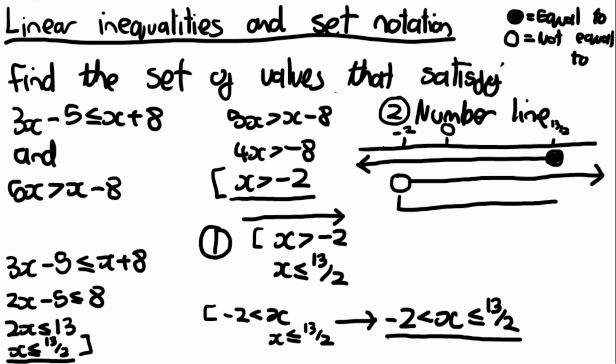And you can find this quite easily by saying that minus 2, which is the dot here, x is greater than minus 2, but it stops here, so then x is less than or equal to 13 over 2, because remember there's the dot here. You can do it that way if you want.